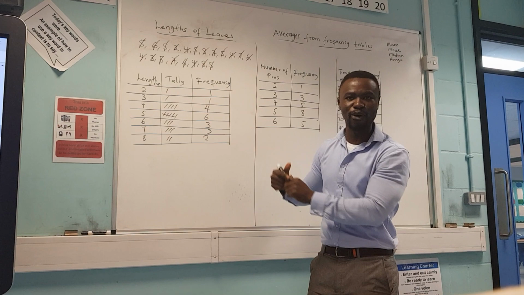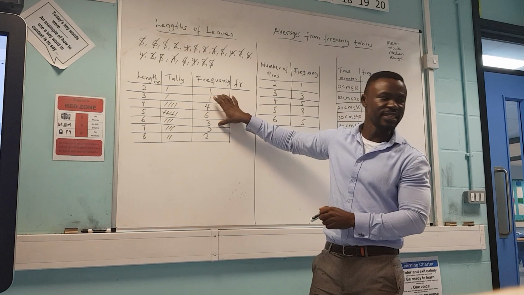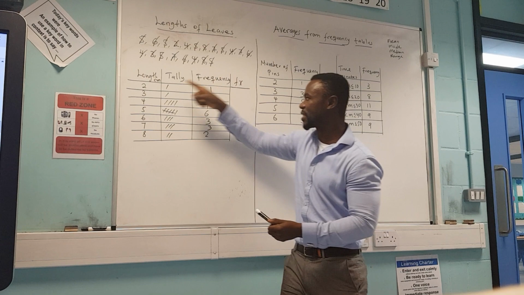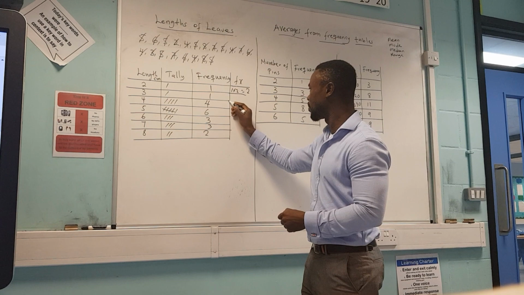That column you add, you call it FX. What that means is the frequency times its corresponding number. The F is the frequency, the X stands for the number. So here, we are going to do 1 times 2, so 1 times 2 equals 2. You do the same thing here, 1 times 3, so 1 times 3 equals 3.